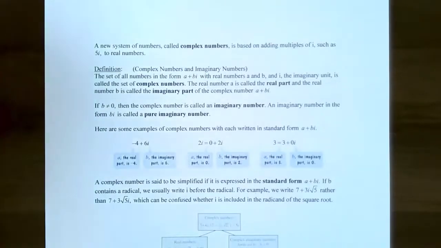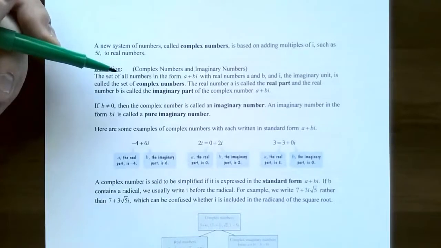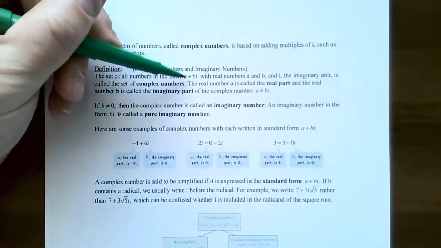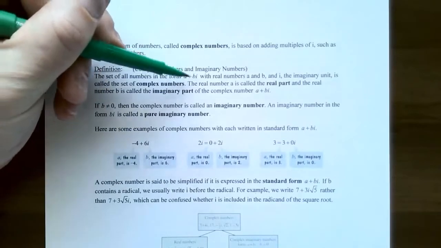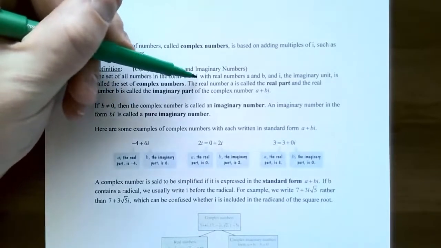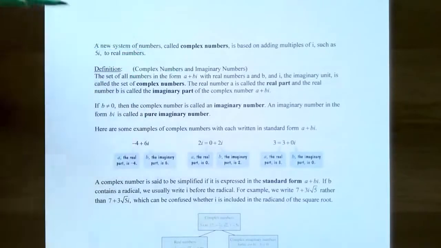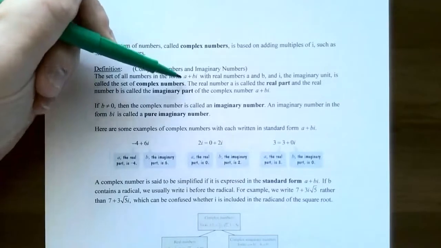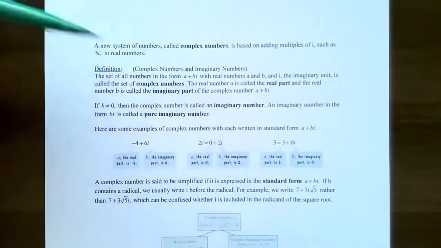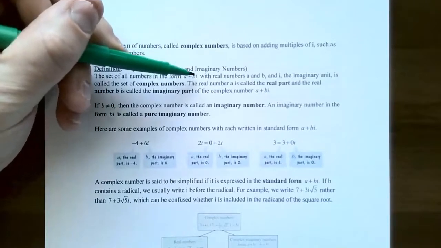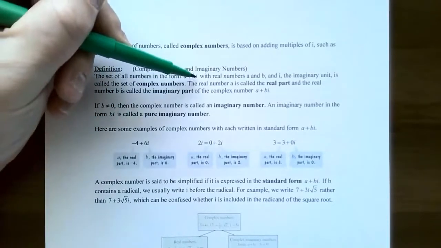So the definition of complex numbers and imaginary numbers: the set of all numbers of this form, a plus b times i, where a is just a number and b is just a number, but the i is the imaginary unit, square root of negative 1. All numbers of this form are called imaginary numbers or complex numbers. a is called the real part because it's just a real number. b is called the imaginary part because it's a real number times i.